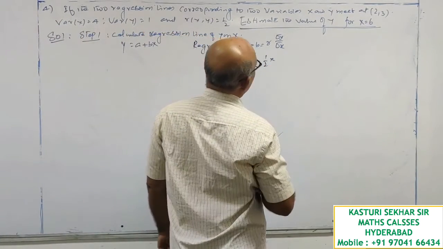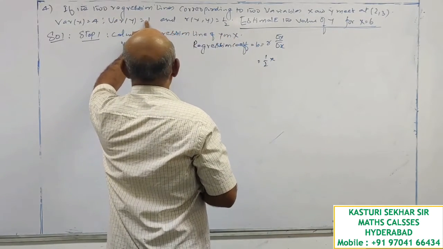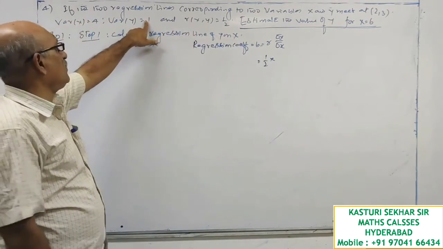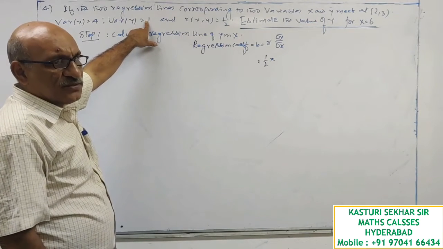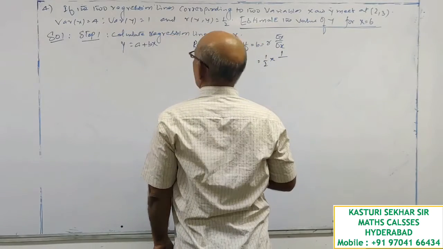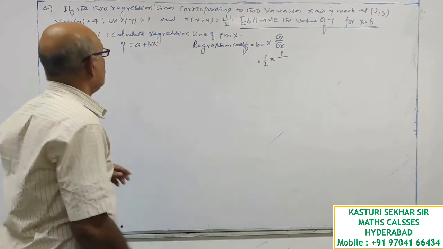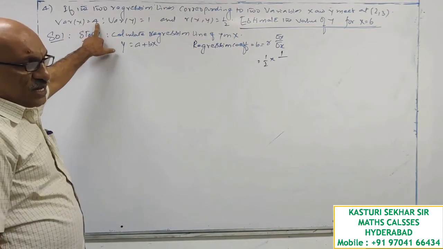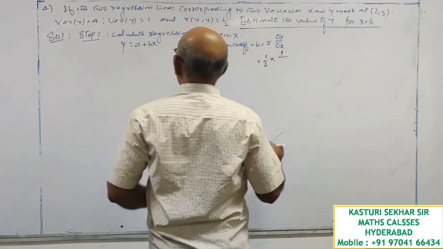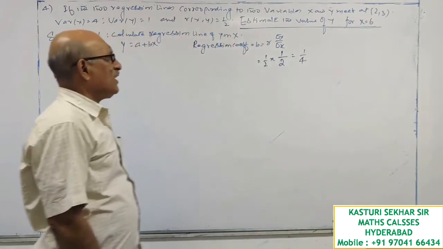r is equal to 1 by 2. Variance of y is given as 1. If I take the square root of this, I will get the standard deviation, so standard deviation of y is 1. Again, standard deviation of x is required. Variance of x is given as 4, so the square root gives 2. So 1 by 4 is the value of b.